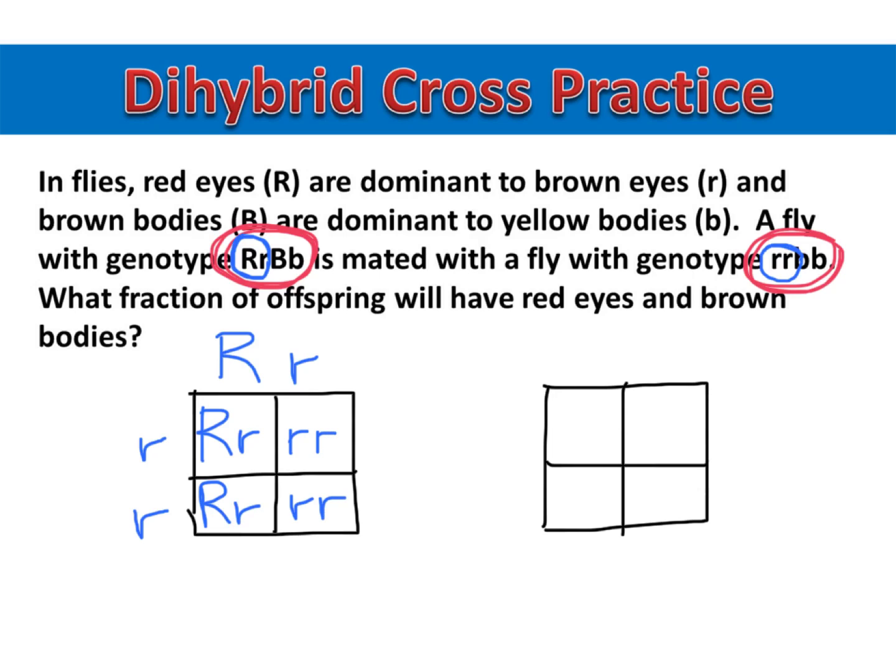My second Punnett square is for body color. So my first fly is a heterozygote, and my second fly is homozygous recessive. And I can fill that in.